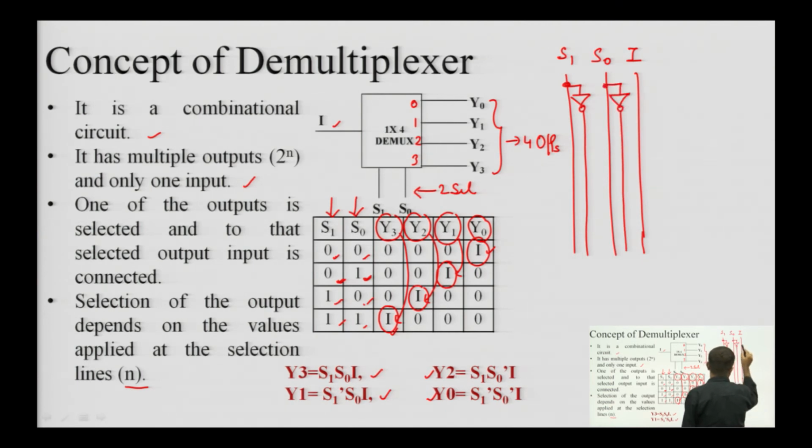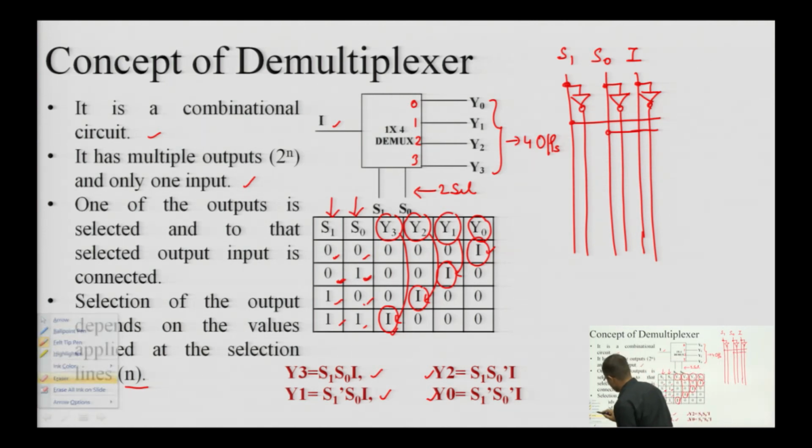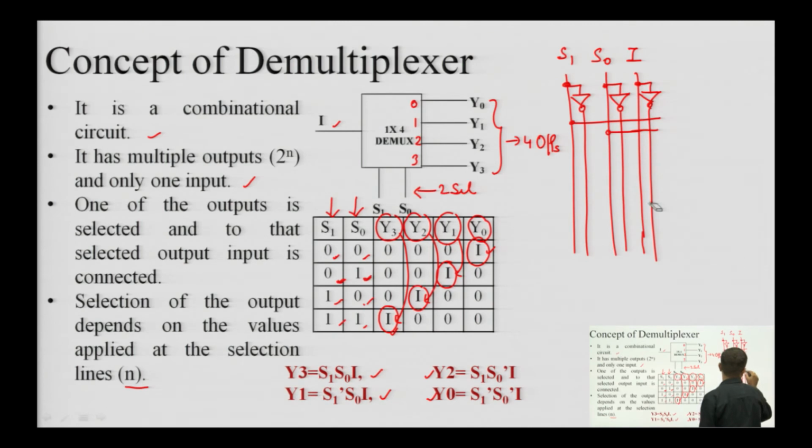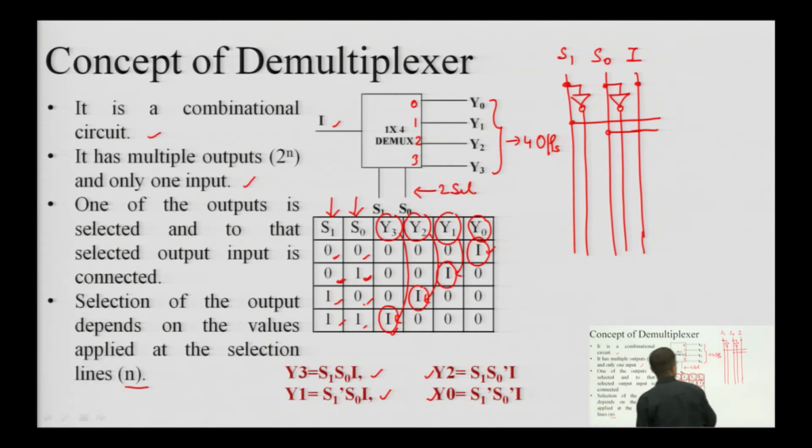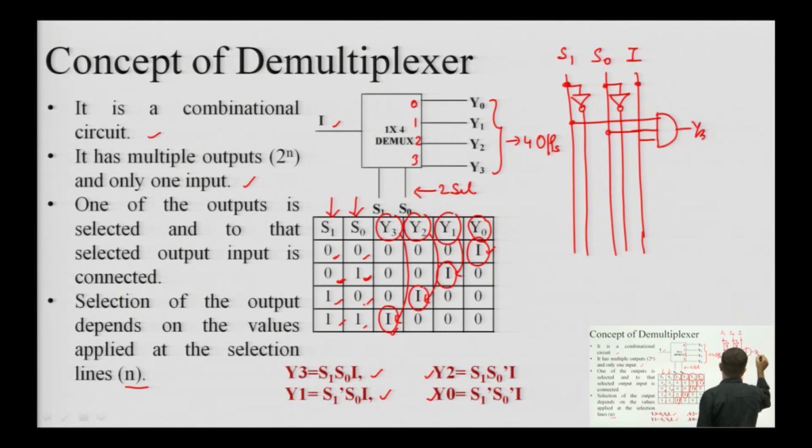So, if we want to realize the internal circuit of this demultiplexer, we can see that Y3 is equal to S1 S0 into I. That means this is S1, this is S0 and this is I. For I we do not require this NOT gate, so I am removing it. So, this I will be used directly to realize Y3.